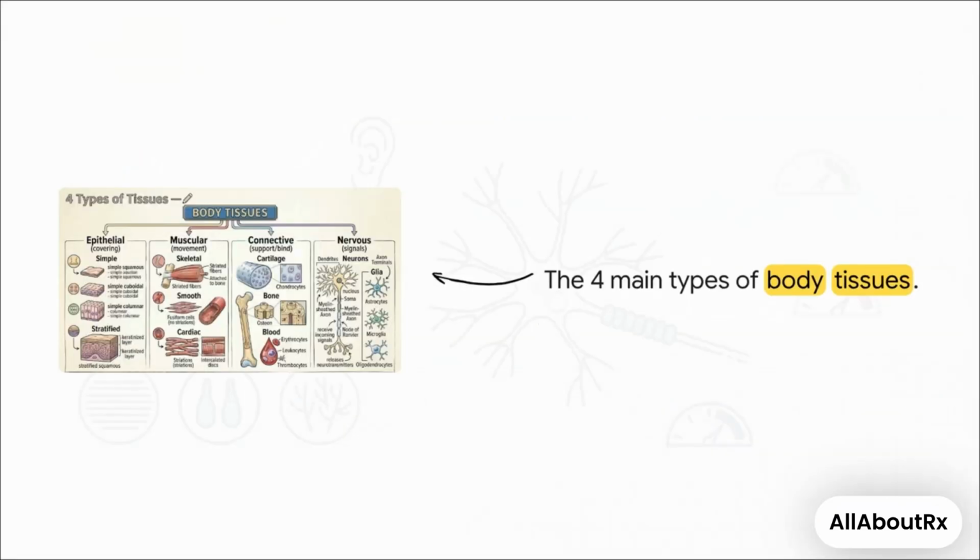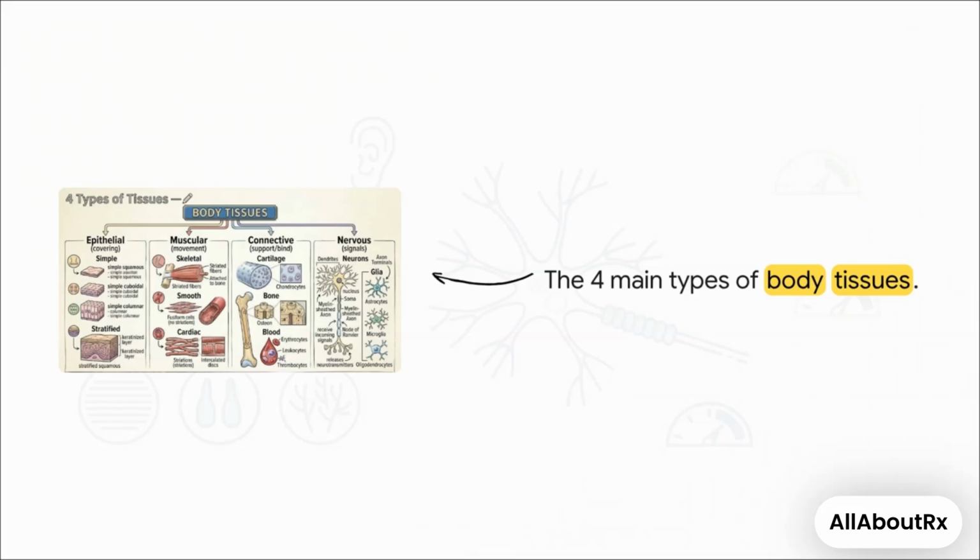Whenever you feel totally overwhelmed by all the tiny details of microscopic anatomy, I want you to step back and think about the macro view. Tissues are basically classified based on the size, shape, and function of their cells. And honestly, the whole system branches down into just four main families. You've got epithelial for covering, muscular for movement, connective for support and binding, and nervous for transmitting signals.